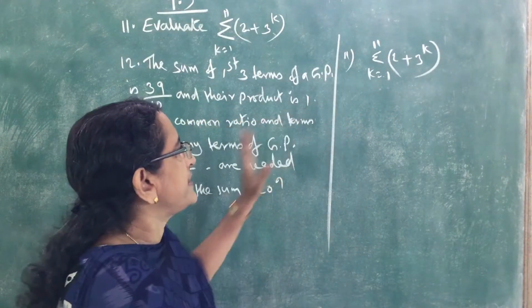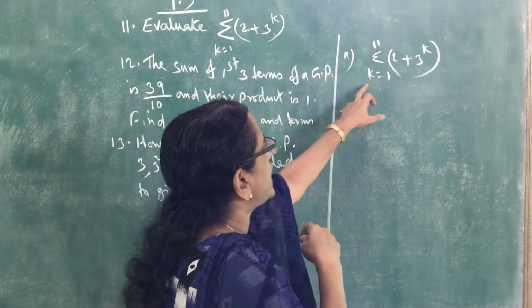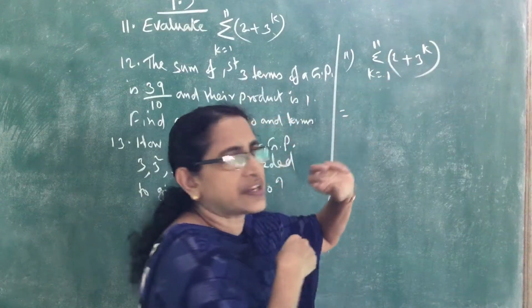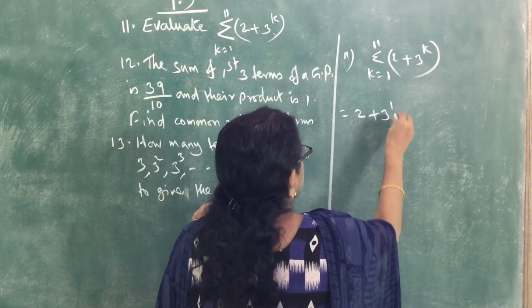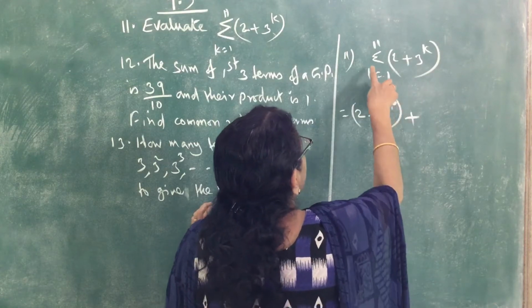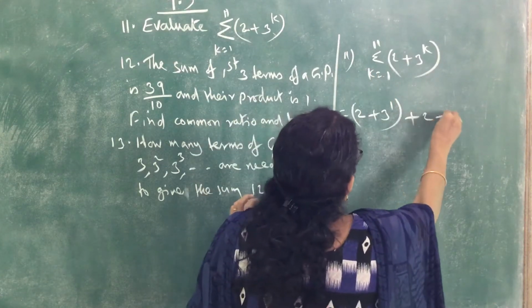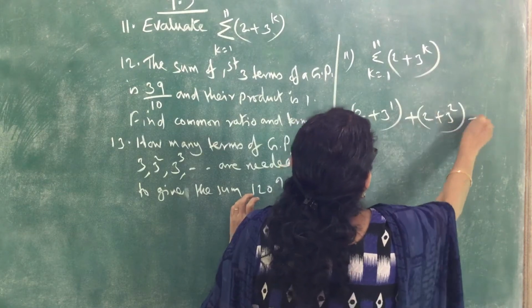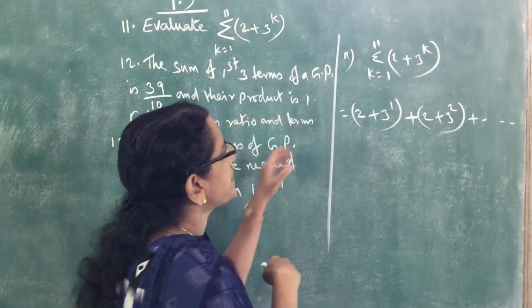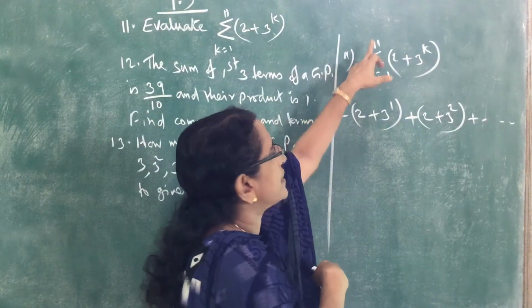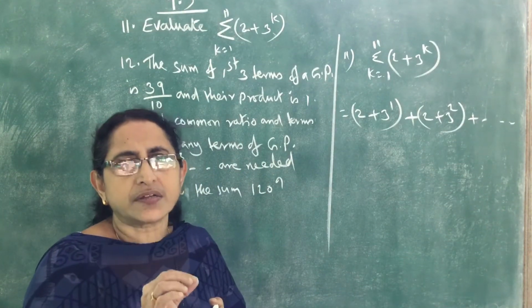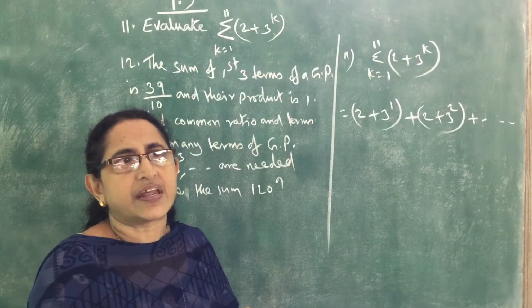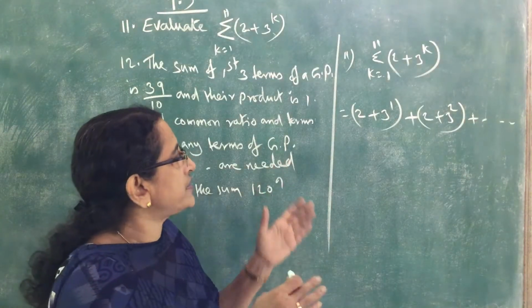So this sum is the same as, first put k equal to 1 in this expression. So we get 2 plus 3 raised to 1. That is the first term. Plus put k equal to 2, so 2 plus 3 raised to 2, plus etc. Then for the last term put k equal to 11. So k varies from 1 to 11.